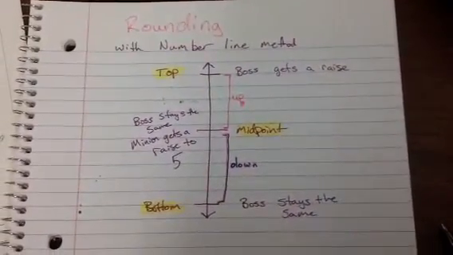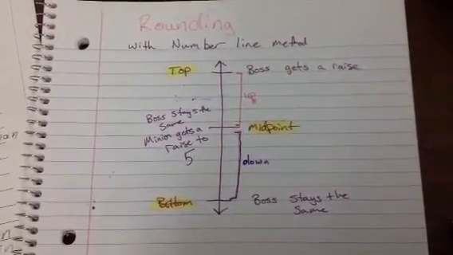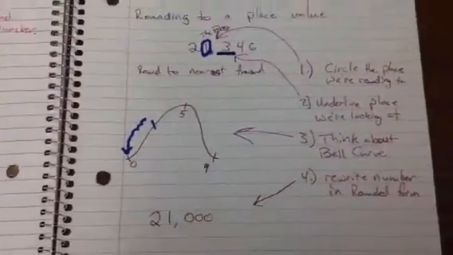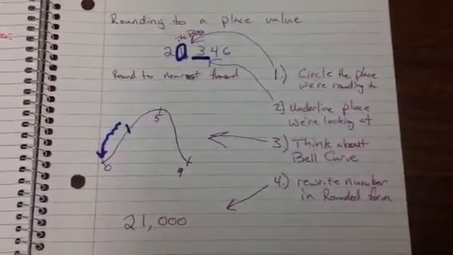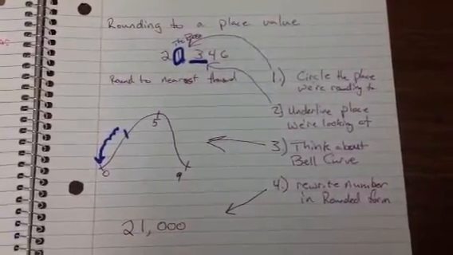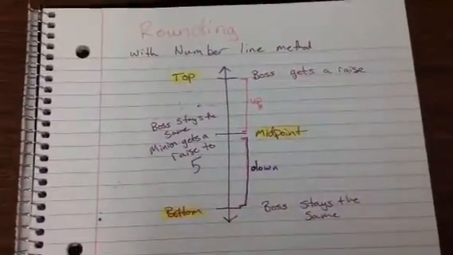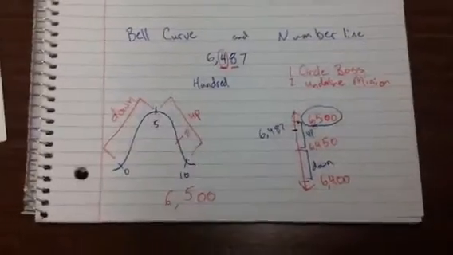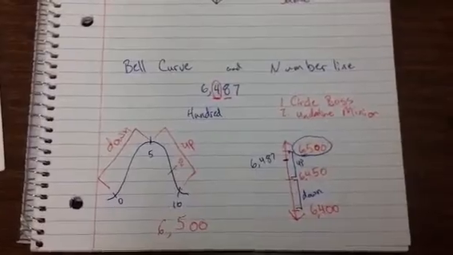Go ahead and pause the video right here and talk to your kids about what you're seeing. And then I will switch the page to this one. This is the bell curve. Circle the place we're rounding to, underline the place we're looking at, think about the bell curve, and rewrite the number in rounded form. That's the steps that I teach them. This is what they're all seeing in class, so hopefully this helps. Remember, we have the number line method and the bell curve method. Both ways. And that's how you round, with both ways. Alright, more videos to come.